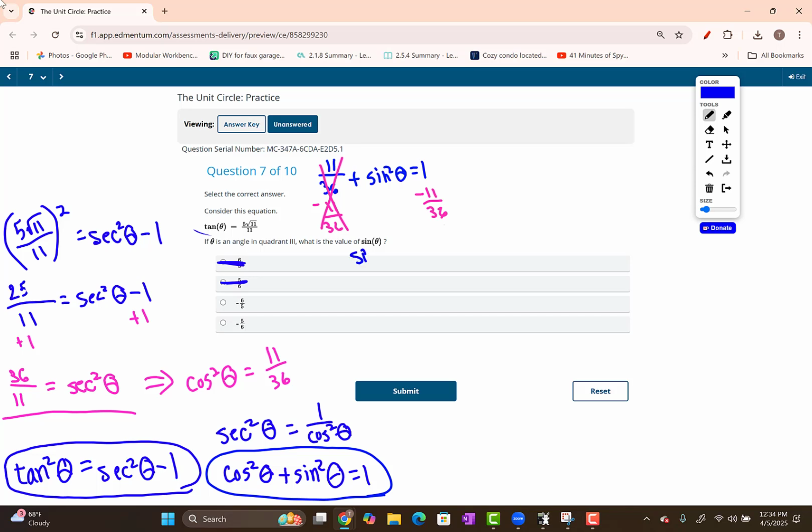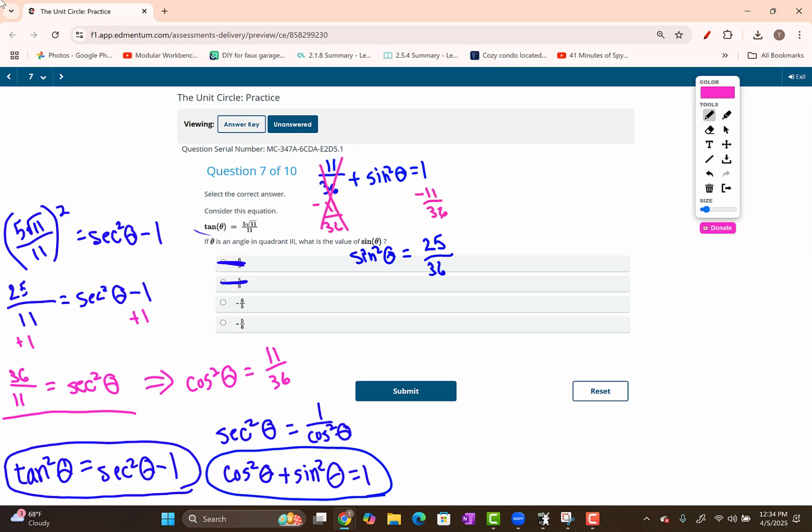So we're left with sine squared of theta equals 1 minus 11 over 36. We can rewrite 1 as 36 over 36, so we have a common denominator. And then that would equal 25 over 36.